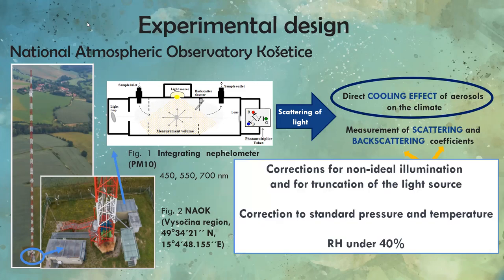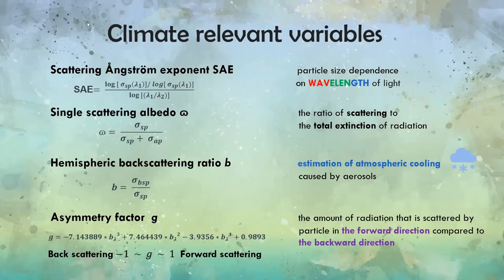And as any instrument, the nephelometer is not perfect. And thus we had to correct our data for non-ideal illumination, truncation of the light source, and standard pressure and temperature to be able to compare it with other stations. And because relative humidity highly influences aerosol properties, we had to keep it under 40% during the measurements.